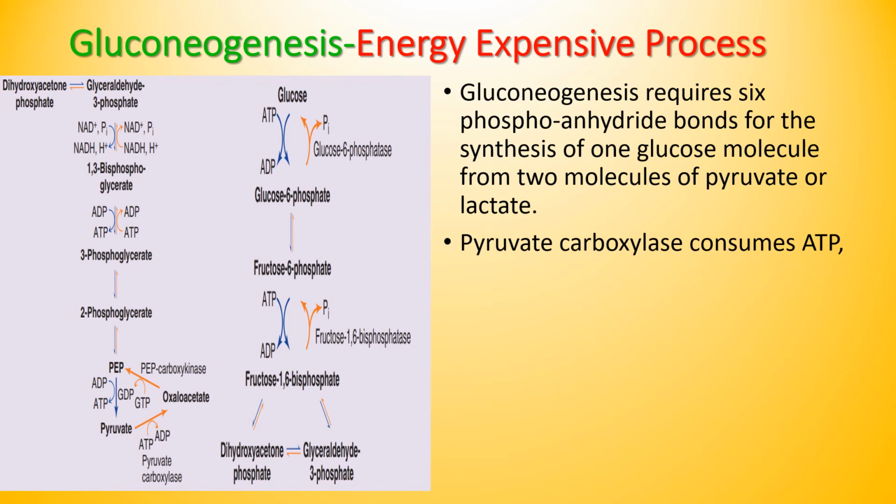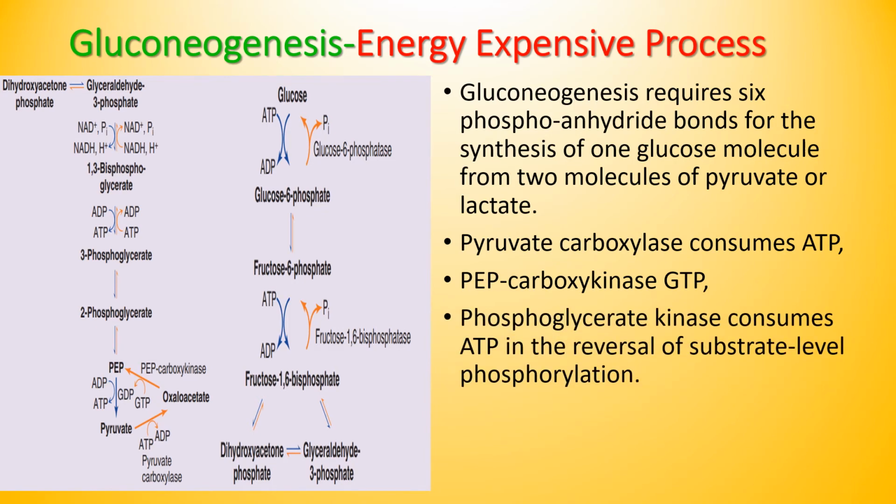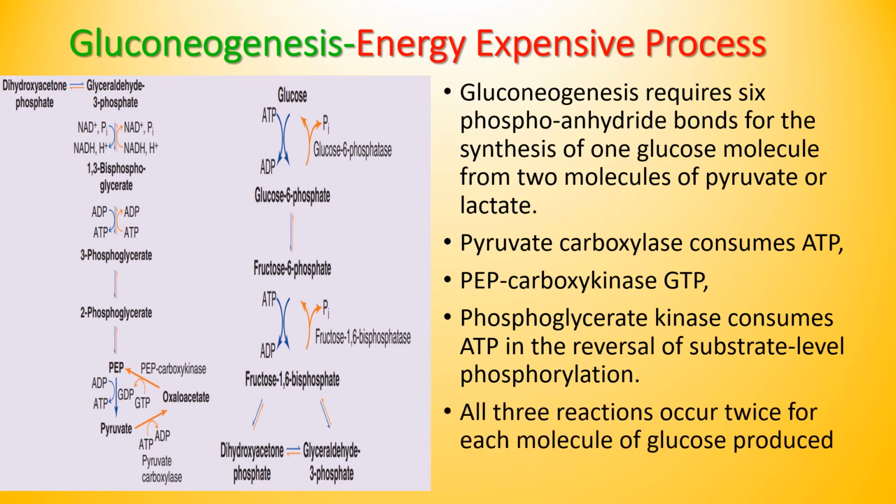The first 2 ATPs are from pyruvate carboxylase, and then 2 GTP from phosphoenol pyruvate carboxykinase, then phosphoglycerate kinase also consumes the ATP. And all these three reactions occur twice because we are depending on 2 pyruvate molecules for the synthesis of the 6 carbon glucose structure. So for each molecule of glucose formed from pyruvate, 6 high energy phosphate groups are required, 4 in the form of ATP, 2 in the form of GTP.